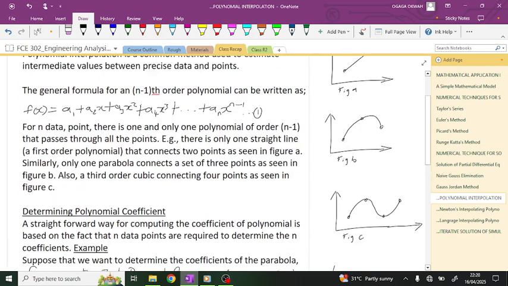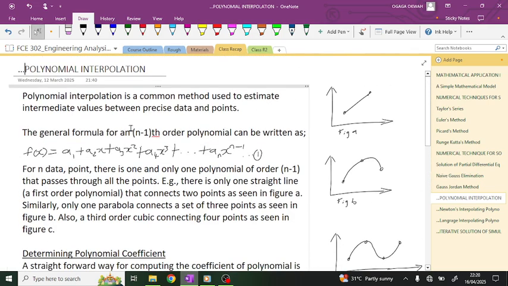Alright, example. Now, when we say polynomial interpolation, what do we mean? Polynomial interpolation is a common method used to estimate intermediate values between precise data points. So when we want to estimate values between data points, let's say we have one point here, one point here, we want to estimate values between these data points. That is the idea of interpolation. But this interpolation now is done with polynomials.